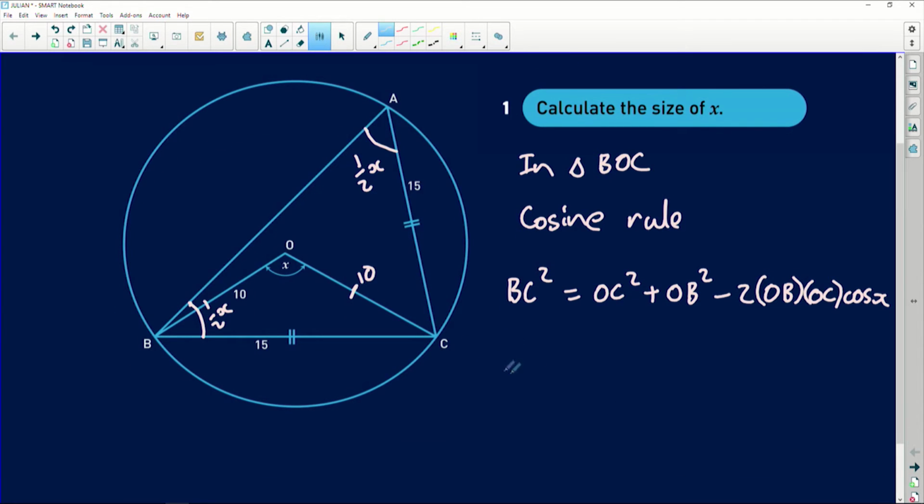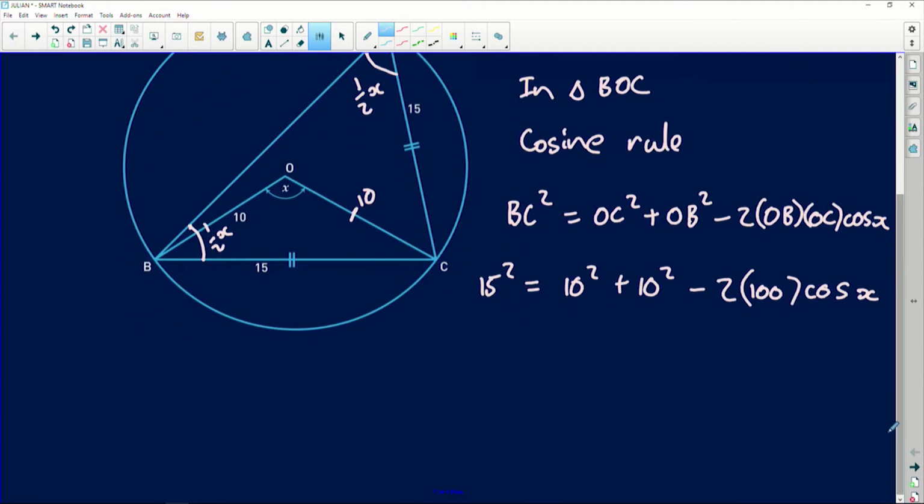Okay, so substituting what we know, BC is equal to 15. We get 15 squared is equal to 10 squared plus another 10 squared minus, well, 2 times 10 squared is going to be 100, multiplied by cos of x, which is what we're looking for. So if we do some manipulation over here, we're going to get 15 squared minus 10 squared minus another 10 squared, which is equal to minus 200 cos of x.